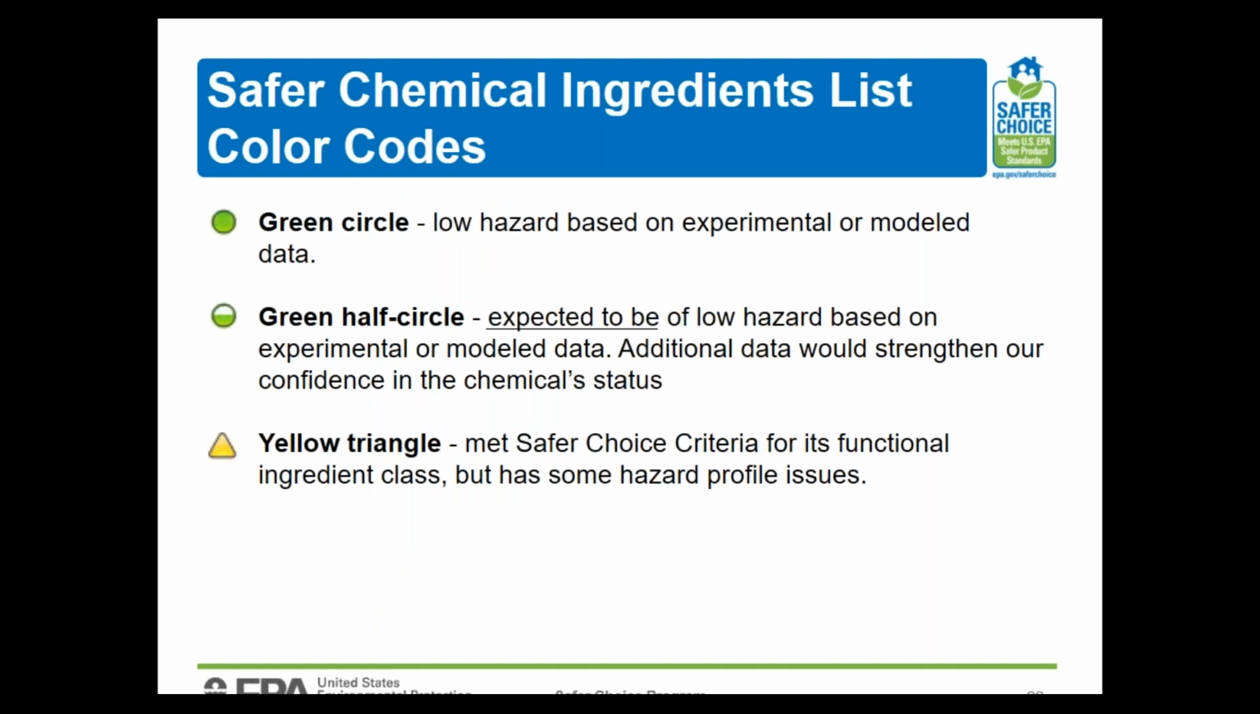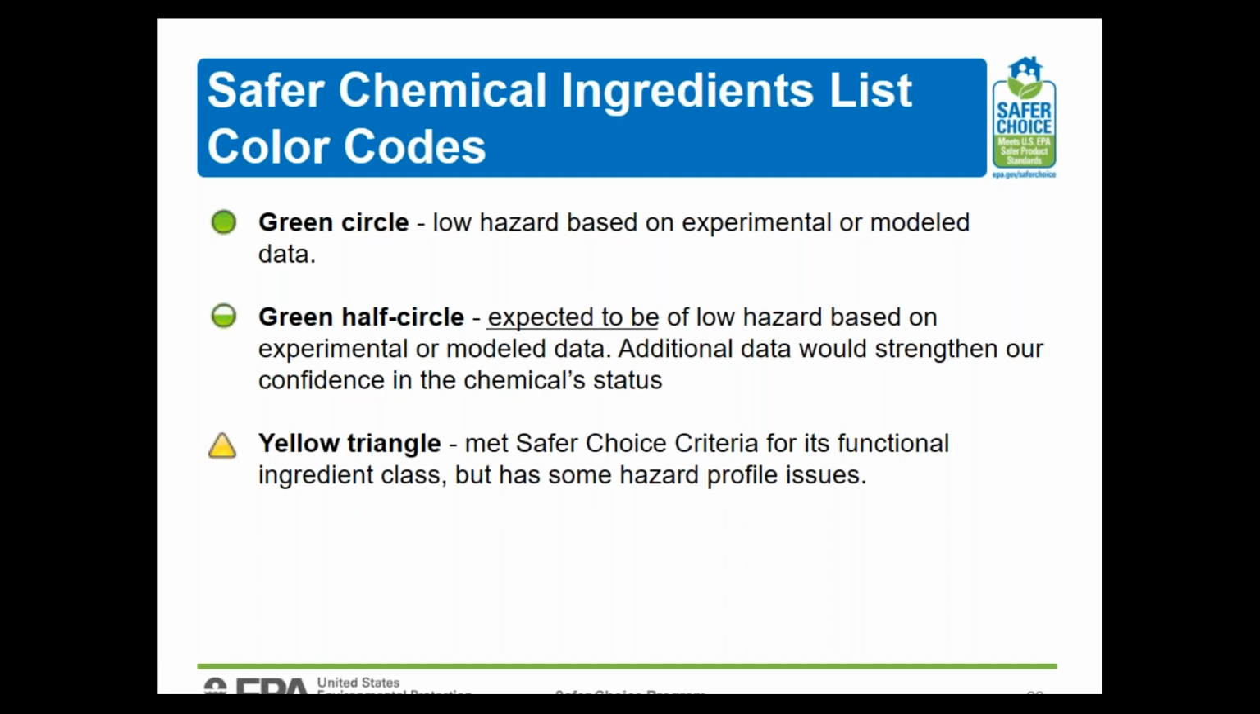So these color codes, what you really want to see is the green circle, something that we expect to be of low hazard based on mostly experimental and some model data. As you start to get into relying on more of the modeling data rather than experimental, we give it the green half circle, where additional experimental data would strengthen our confidence, but still an okay rating. The yellow triangle also meets our criteria, but does present some hazard profile issues.